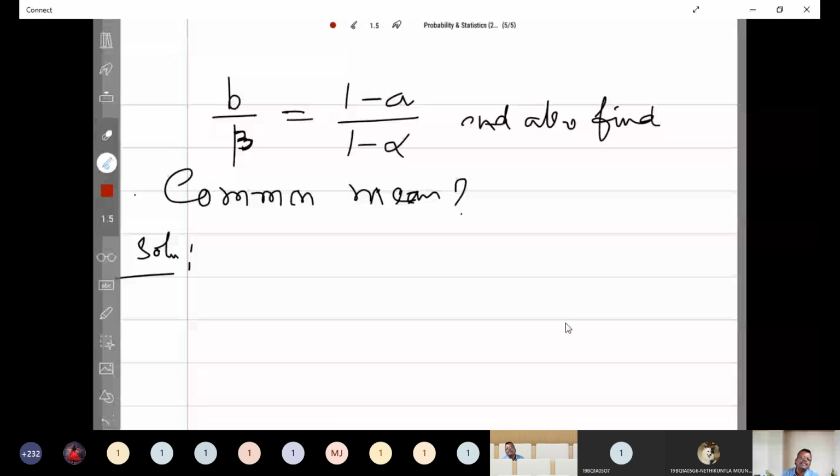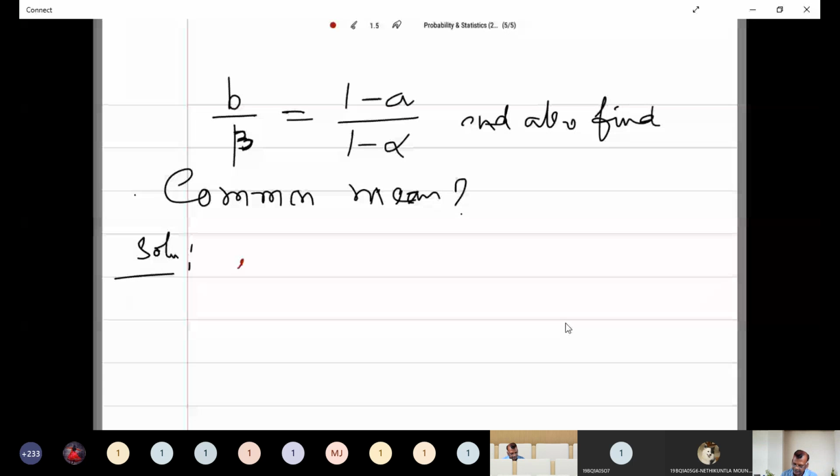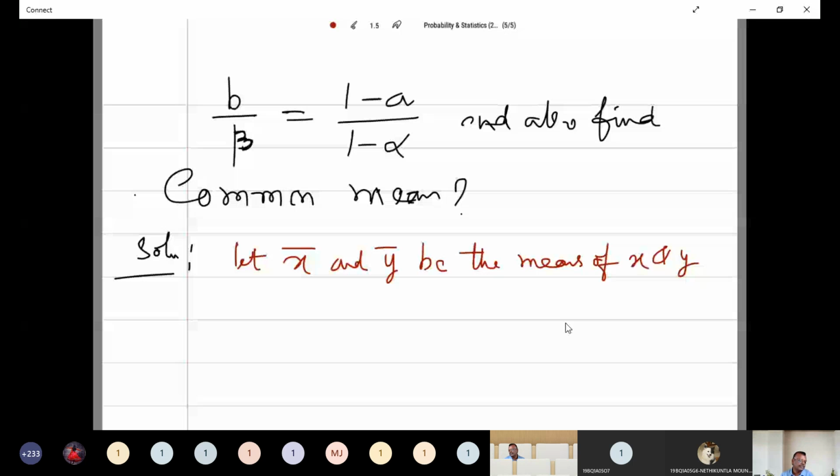Let x bar and y bar be the means of x and y variables. Also given that both means are same, that is, x bar is equal to y bar.